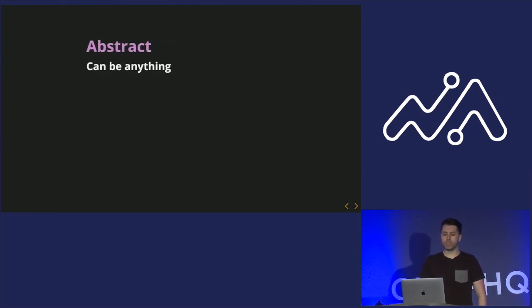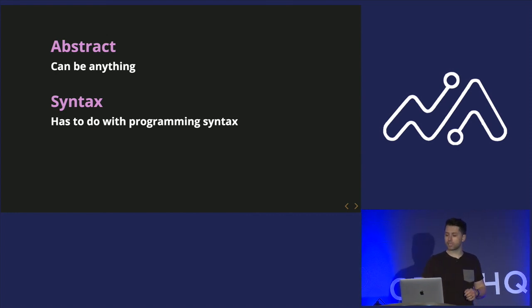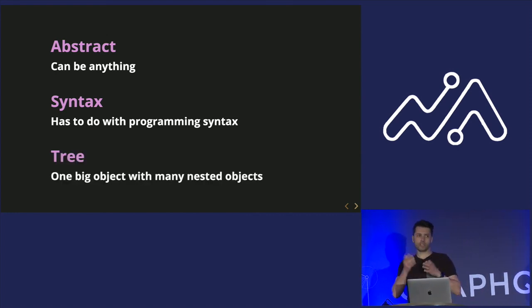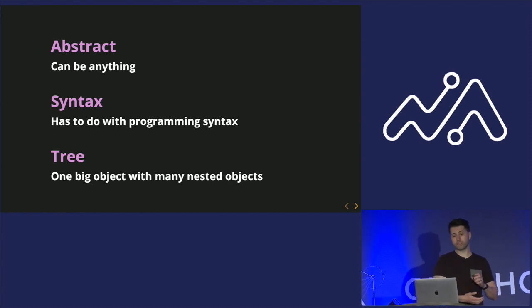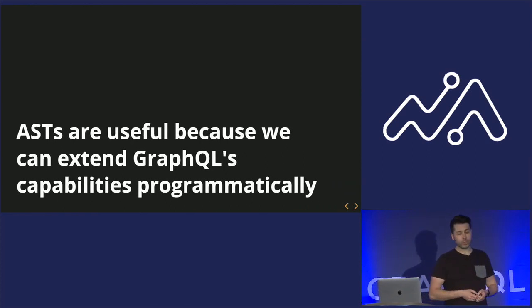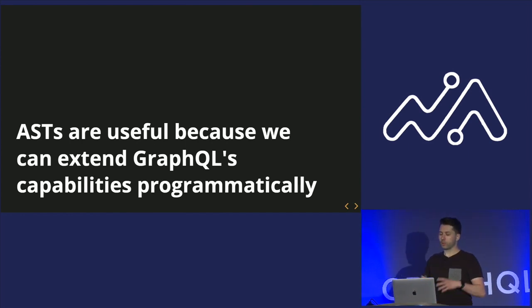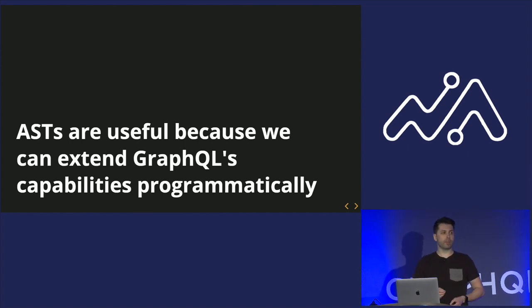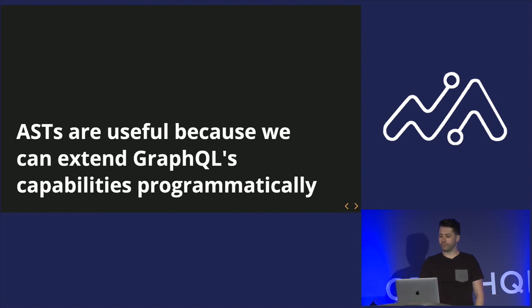So abstract because it can be anything, syntax because it has to do with programming syntax, and tree because it's essentially just a giant tree structure. So it's a big object with many layers of nested objects within. So ASTs are useful for us here because we can sort of extend GraphQL's capabilities. We can do this programmatically. So we can traverse over this AST, we can pull information from it, we can augment a query programmatically, and that's kind of what we want to do here.